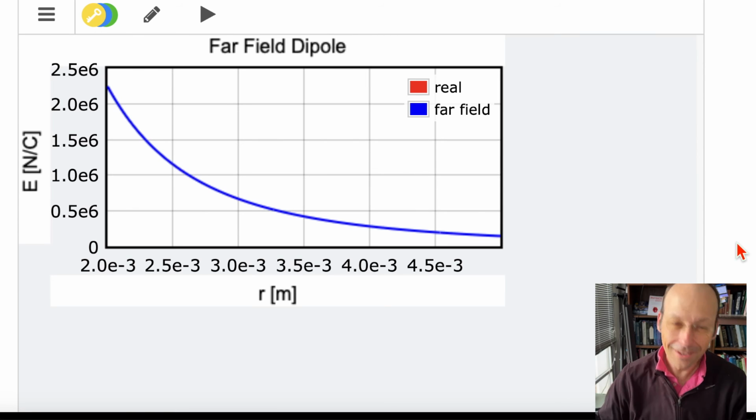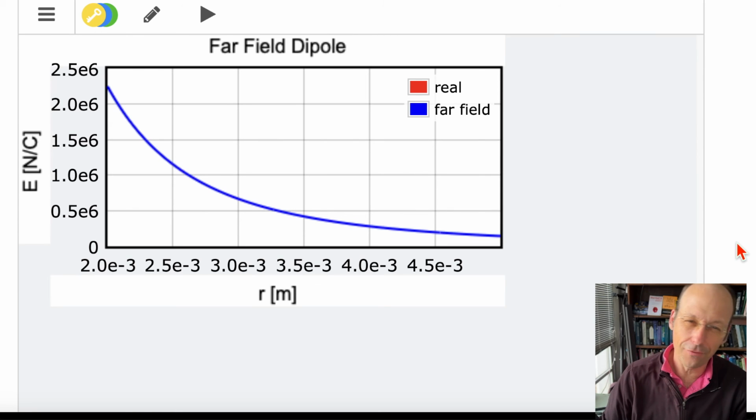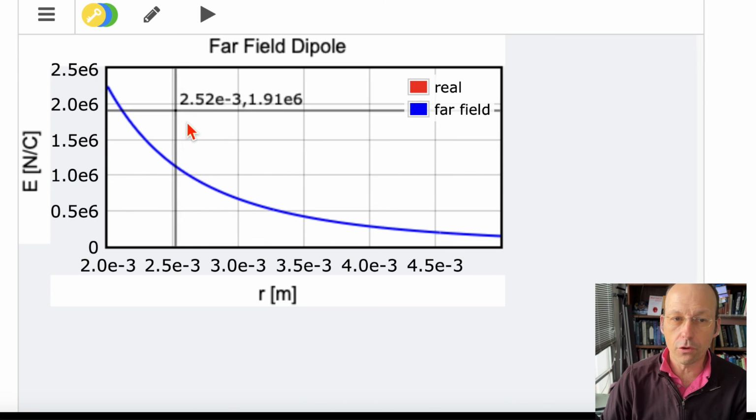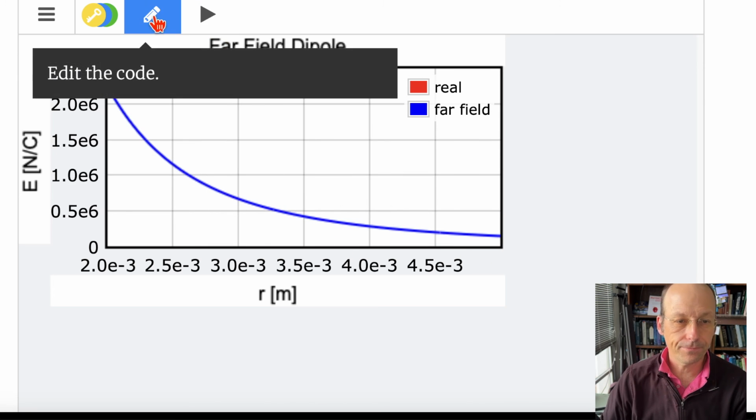It worked. Yay. I always get scared, you know, you're doing things live. You never know what's going to happen. So this decreases as you get further away, and that's exactly what you expect.